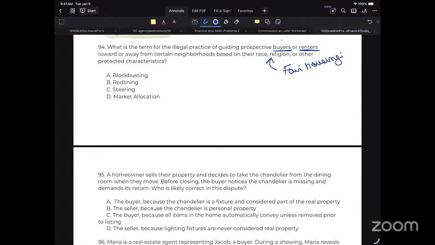And we're talking about this discrimination for buyers or renters. Is it blockbusting, redlining, steering, or market allocation? All right, okay, Caroline said steering. Mariel, you said steering. Rosalinda, you said B, redlining. Who else put an answer in there? Anita, you said D, market allocation.